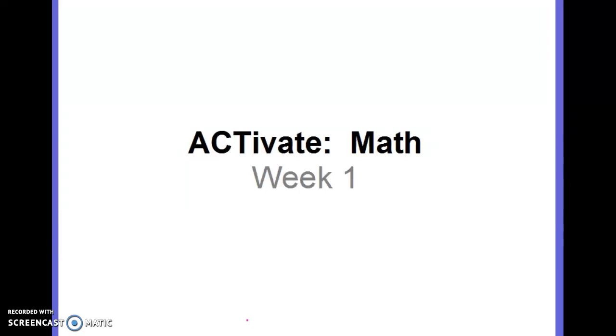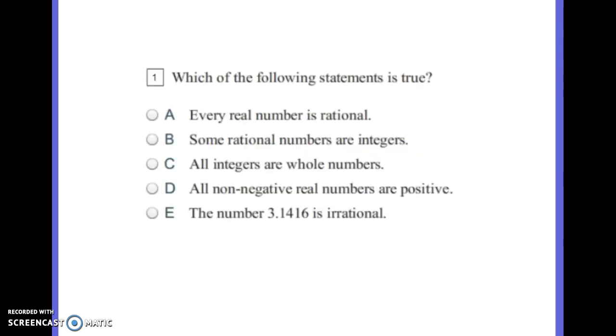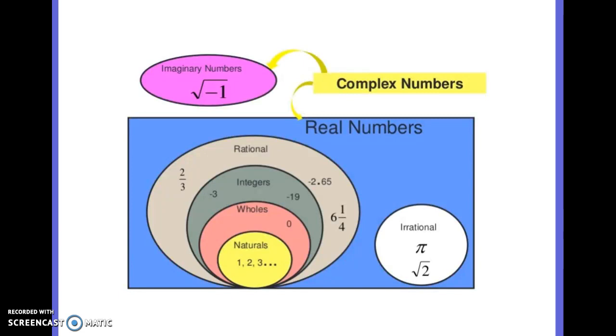This video will provide you with brief explanations for the 5 math problems you looked at from Activate Week 1. So number 1 asks you which of the following statements are true, and this deals with the various types of numbers that you encounter. B is the correct answer, but really to make this make sense, you need to think about the different types of numbers, and you can look at a diagram that's similar to this one.